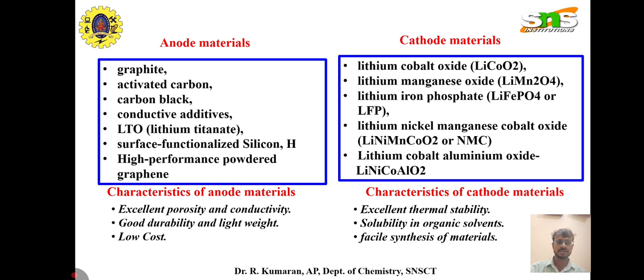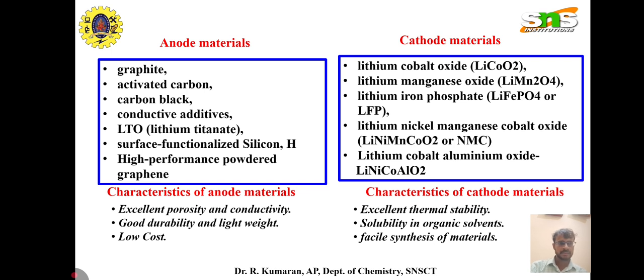So what are the materials? It's very important to look at anode materials and cathode materials for lithium-ion battery. Generally graphite, carbon-based materials, especially carbon black, and conductive additives are used as anode materials. Lithium titanate also, and surface functionalized silicon material, high performance powdered graphite. So these are all the important materials. Also a porous structure.